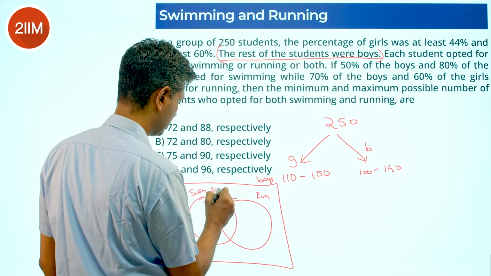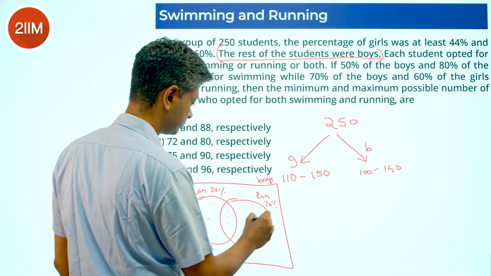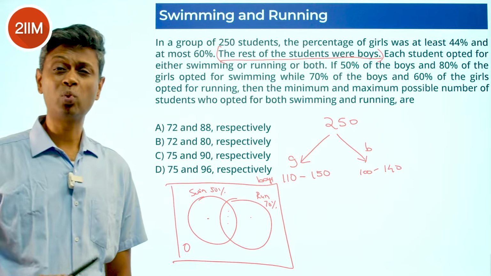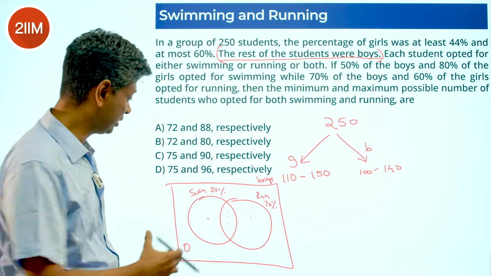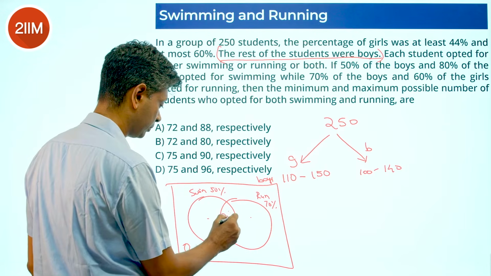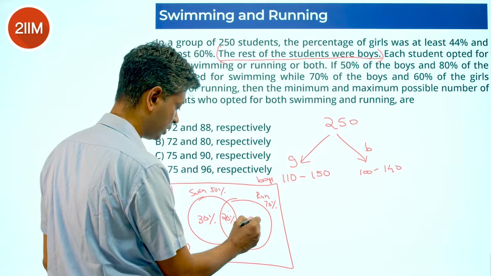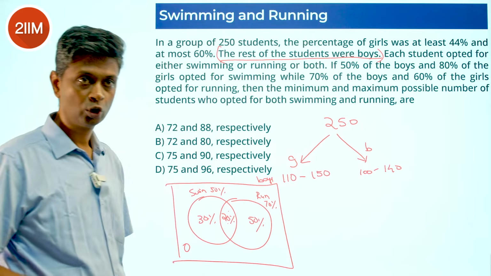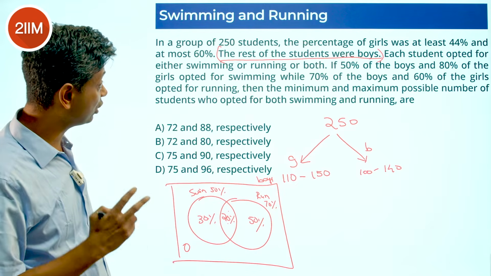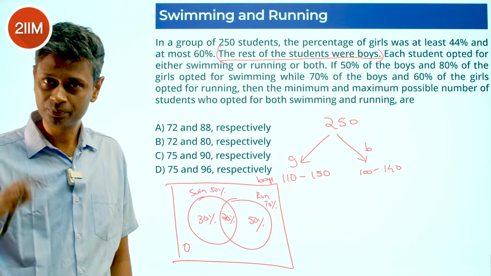This is 50, this is 70. 50 plus 70 is 120. We need a total of 100%. So this should be 20%. This is 30. This is 50, adding up to 100. So we know 20% of the boys did both.